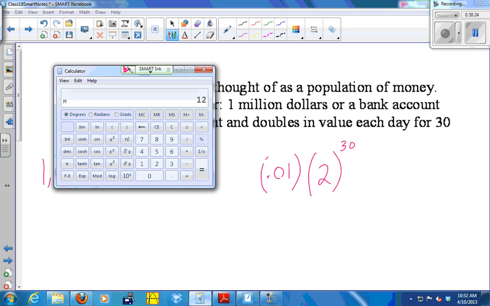So if I do 2 to the 30th, that's already a really big number. Then I'm going to multiply that by 1 penny, and I get $10,737,418.